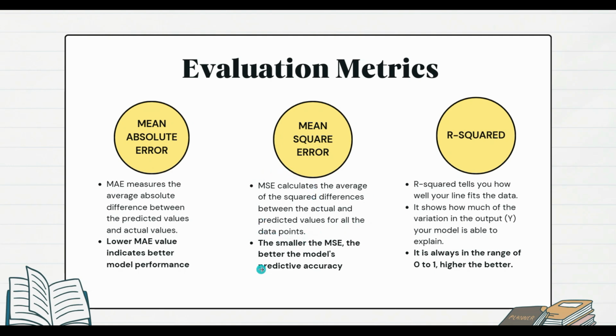same process. And the smaller the MSE, the better the model's predictive accuracy. That's about mean square error. And R squared. R squared tells us how well the line of regression fits the data.